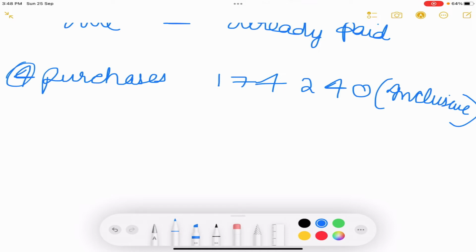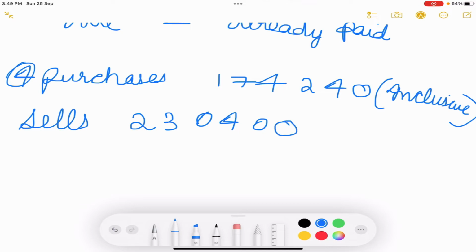Okay, and let's see the sells part. Sells goods for 230,400, which is inclusive, right? And the rate is given, which is 20%. So now you need to find the input tax and the output tax, and you have to subtract input from output. Then you will get the net amount which is payable to the tax authority. Now try solving it by yourself, giving you 2 minutes, then I'll be discussing the solution.